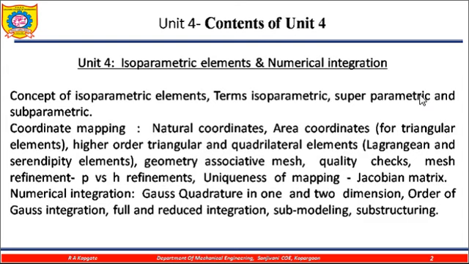Higher order triangular and quadrilateral elements we also need to study in this unit. Those are the Lagrangian and the serendipity elements, which we have also studied in unit number 3. Then the geometric mesh quality checks and mesh refinement, that is P versus H refinement, meaning which one is better, P or H, which one helps us go for the closer solutions of our FEM method.